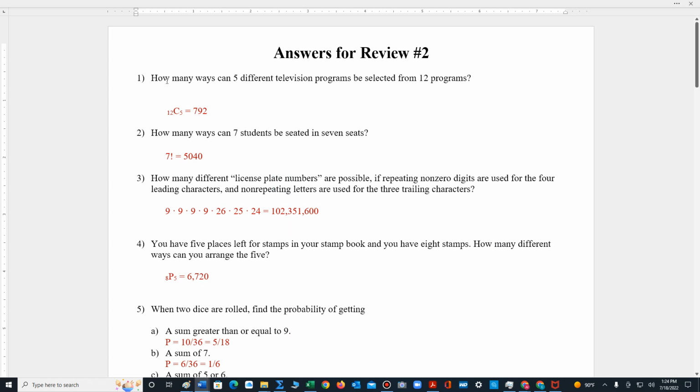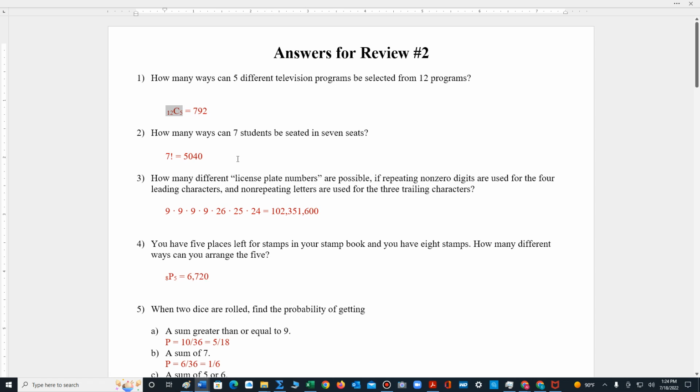It states the following: how many ways can 5 different television programs be selected from 12 programs? The key word is selected. Whenever there's a straight selection without regard to order, we're thinking combinations. So it is 12C5, which is 792.